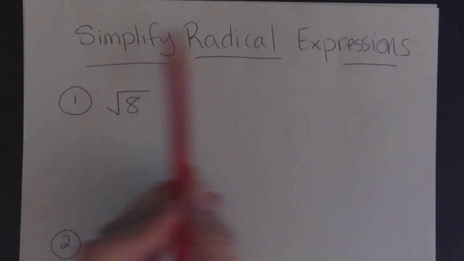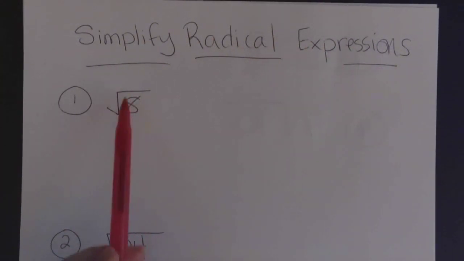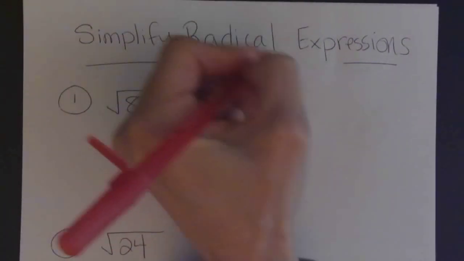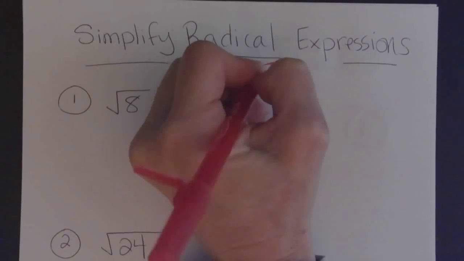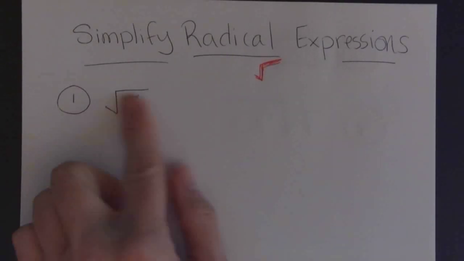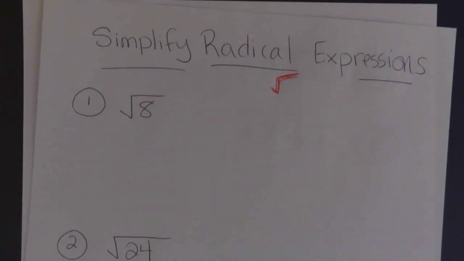Title: Simplify Radical Expressions. So you see some square roots here. The word radical actually means a root, square root in the case of what we're doing today. So we're simplifying expressions that involve square roots. And you might say, well, that's easy enough. Well, yeah, maybe if it's a perfect square.